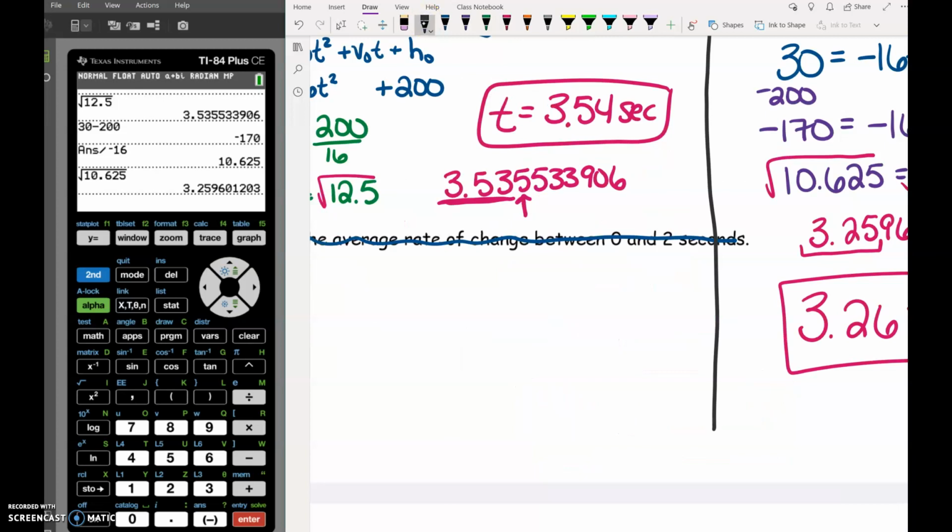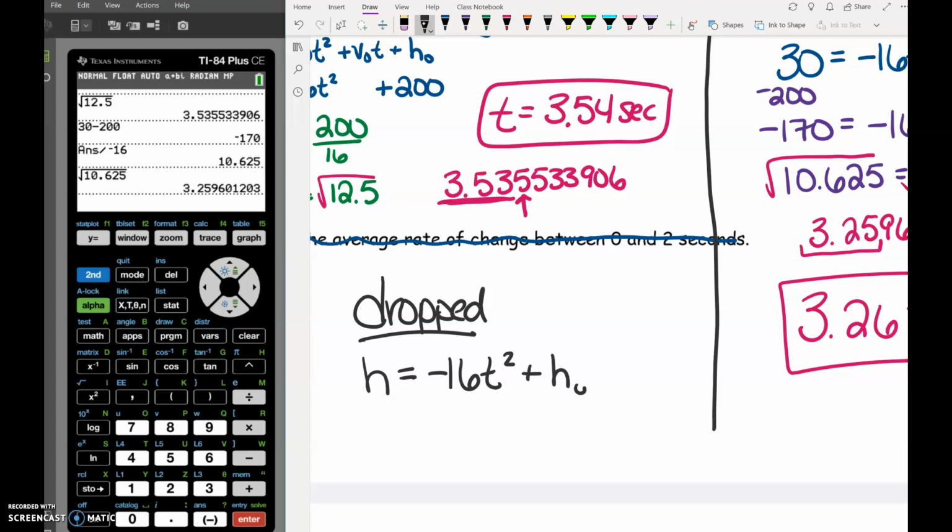So if we're talking about an object that is dropped, you might want to add this to your notes. If we're talking about an object that is dropped, we are really talking about ending height equals negative 16t squared plus initial height. Because when it's dropped, there is no initial velocity. When you have this, you can just get t squared by itself and solve using square roots.